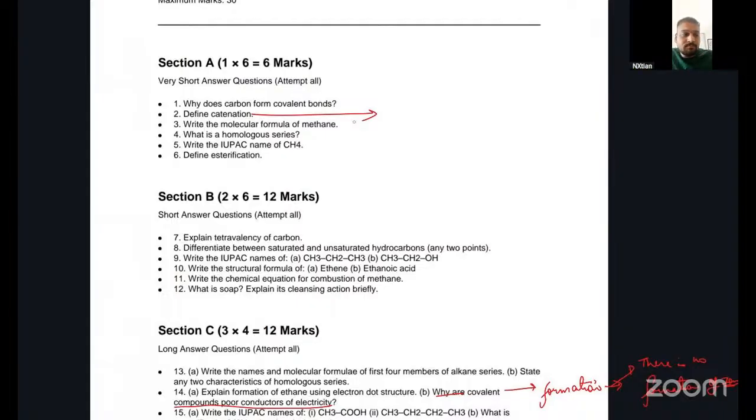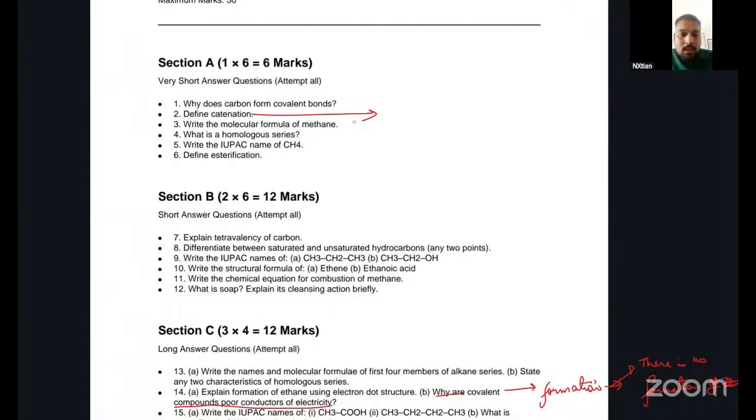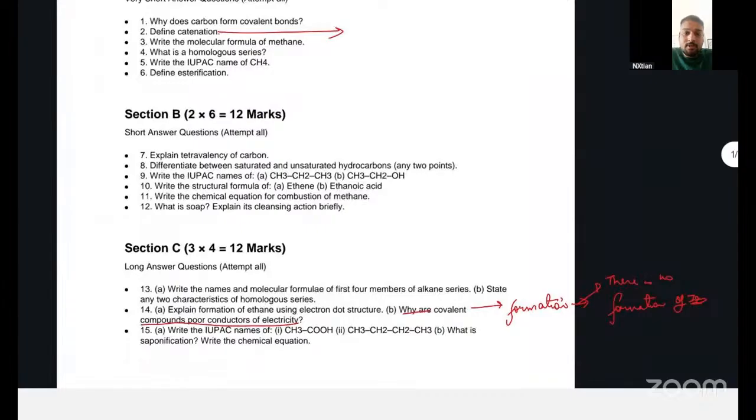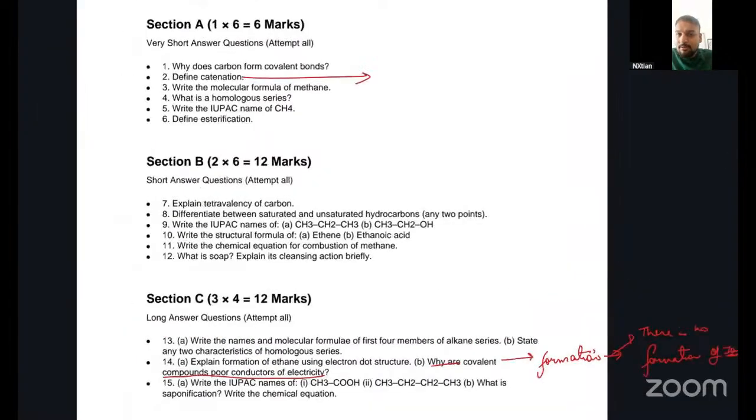Yeah, Miracle. Can you make a PDF of all the answers of these questions and send it? Yes. If you check Edric's answer sheet, it has perfect answers except one part. And that one part I wrote here: there is no formation of ions. You can check it out and find what mistakes we made. We have the answer sheet in the group.